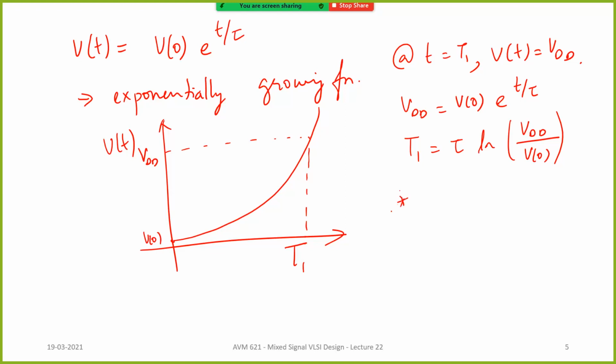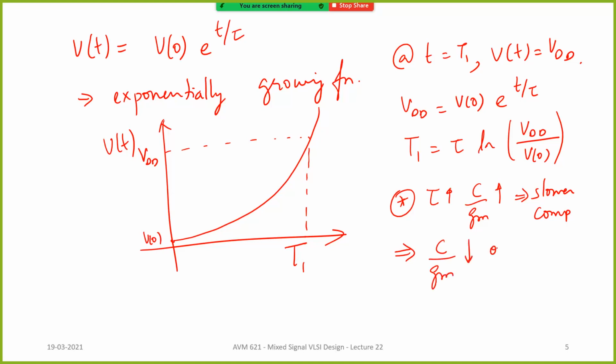One thing is, the higher the tau, in other words, if your C by Gm is higher, you will have slower conversion or slower comparison, let's call it. So you need to make sure that C by Gm is low, or in other words, Gm by C is high, correct?